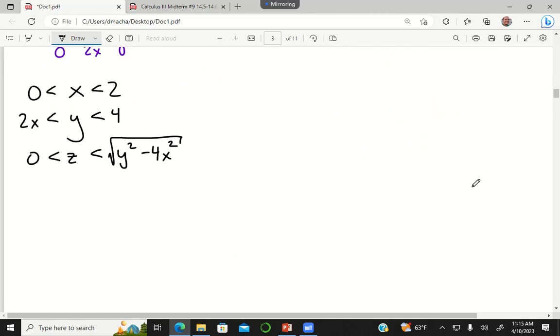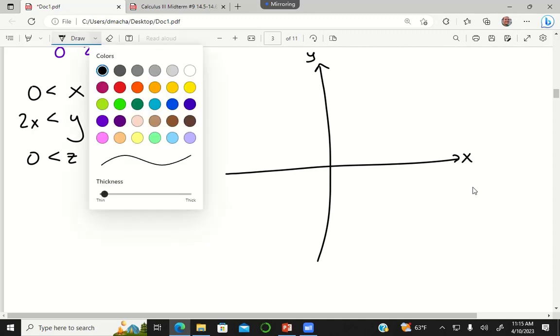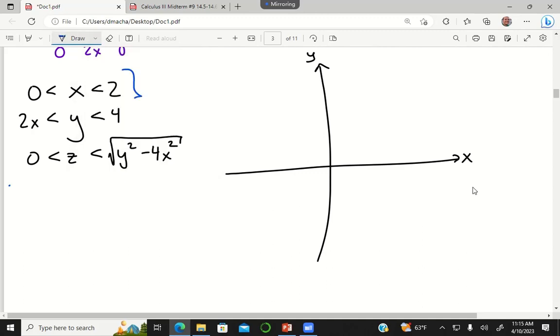So, while I don't have to sketch it, I do have to understand what it looks like. And so if I only think about these right now, x is 0 to 2, and then y is going to be between 2x and 4. There's 4. And there's the line y equals 2x. Okay, so that is the region in the xy plane.